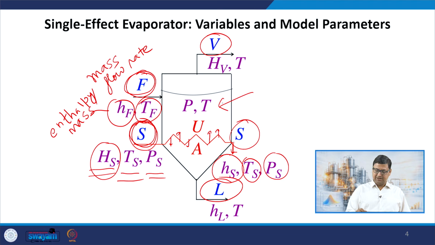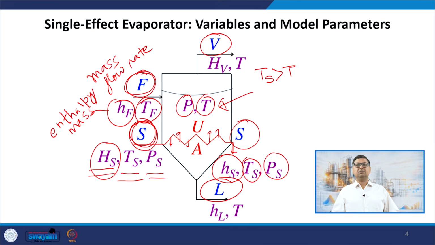So the temperature and pressure of the steam will remain same as the condensate. Inside the evaporator, we have another pressure and temperature. Clearly, we want Ts to be higher than T in order for heat exchange to take place and for raising the temperature of the feed liquid to its boiling point. And that boiling point corresponds to the operating pressure inside the evaporator, P.